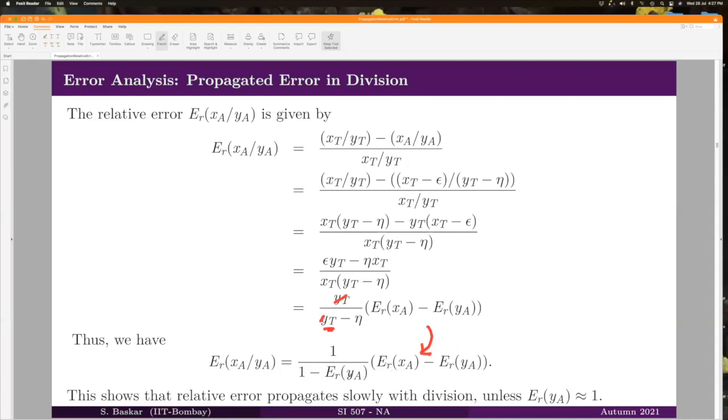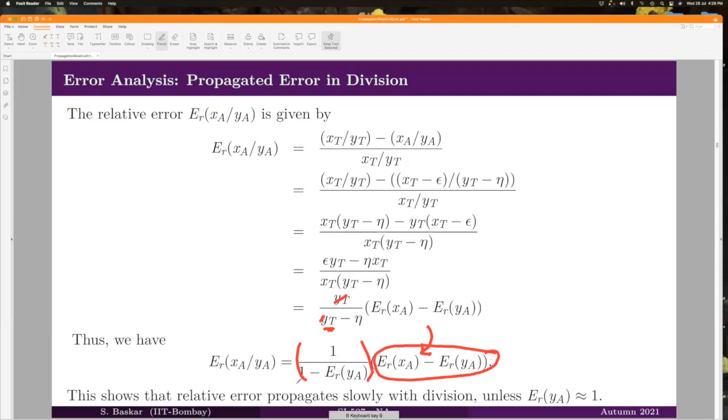You can see that in division, the relative error is the product of this term and this term, which is the difference between the relative error in xa and the relative error in ya. So this is not going to be a problem. It's a kind of amplification, but not a drastic amplification.